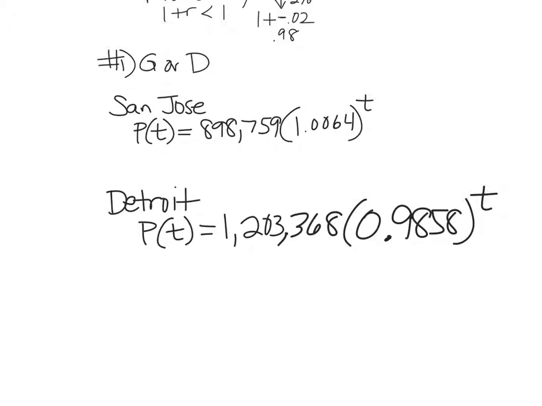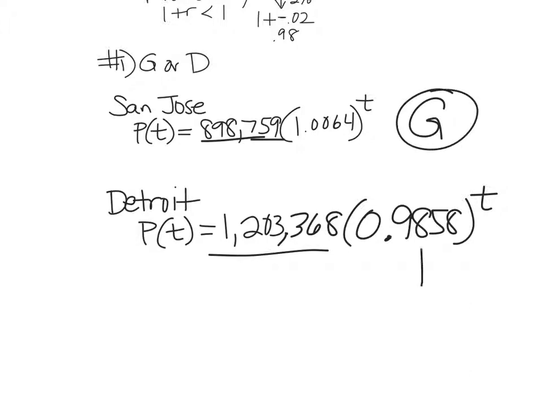Now, San Jose, you can tell the initial population is just under 900,000, and Detroit, the initial population is 1.2 million, from whatever they're starting this information from. Which one is growth and which one's decay? San Jose is growth, perfect, and Detroit is decay. Okay, nobody wants to live in Detroit, it's horrible. San Jose, beautiful, people are moving there.